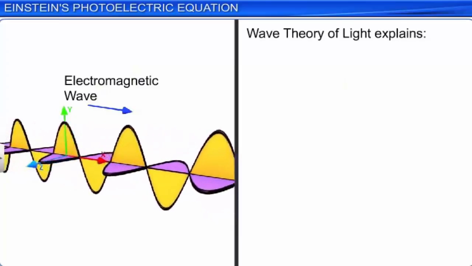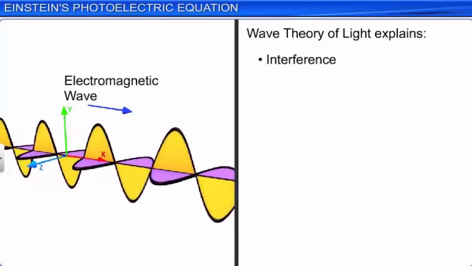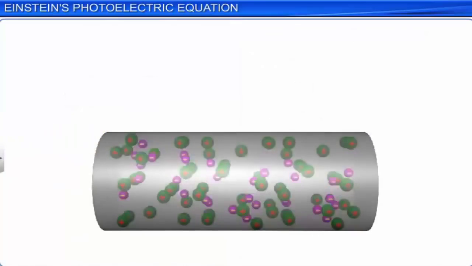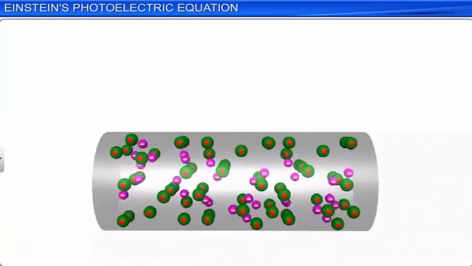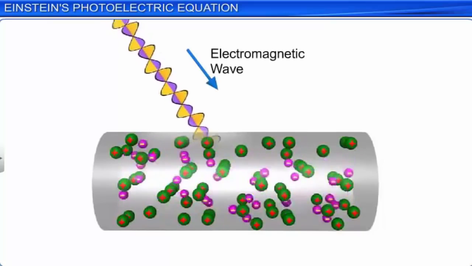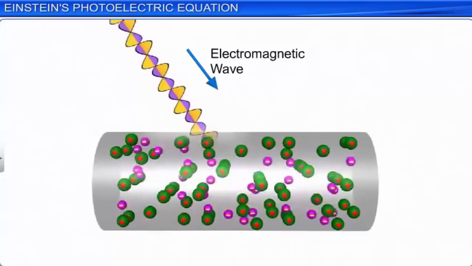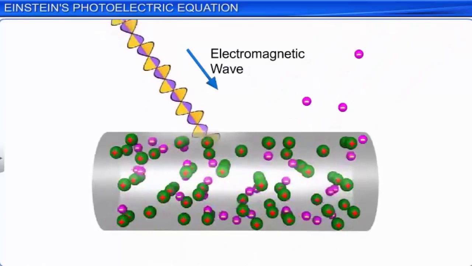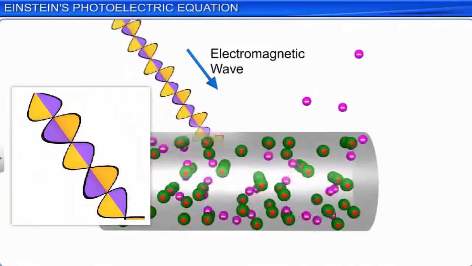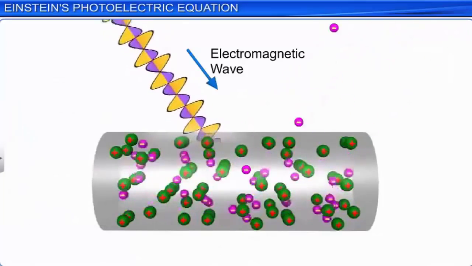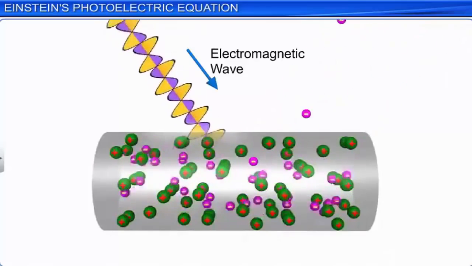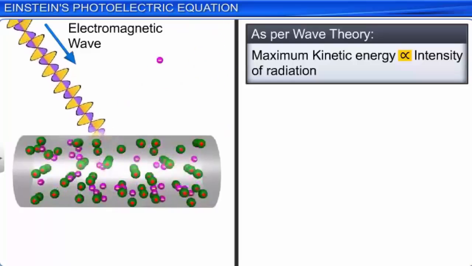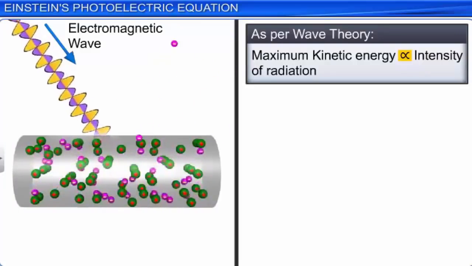We have already learnt that the wave theory of light satisfactorily explains the phenomena of interference, diffraction, and polarization. Now let us apply the wave theory of light to the photoelectric effect. According to the wave theory, when electromagnetic waves are incident on a metal surface, the electrons of the metal surface absorb the energy continuously. Photoelectrons are ejected from the metal surface. If the amplitude of the waves incident on the metal surface increases, the energy of the waves increases, and hence the energy absorbed by the electrons increases. Therefore, as per the wave theory, the kinetic energy of the ejected photoelectrons should increase with increase in the intensity of incident radiation.